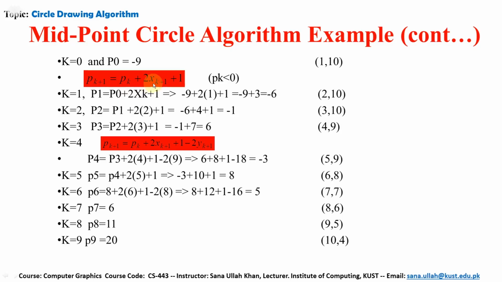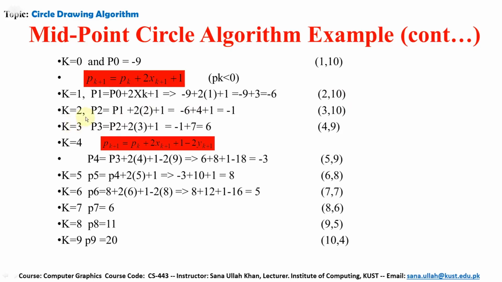After that, pk plus 1 for the next points will be calculated: pk plus 2xk plus 1 plus 1. So put in the value: p1 is equal to the previous value p0, plus 2xk plus 1, which is minus 9 plus 2 into 1 plus 1, which is equal to minus 6. So it is again less than 0. So x will be increased with the unit interval and y will remain the same. So x will become 1, 2 and y will remain the same, 10.